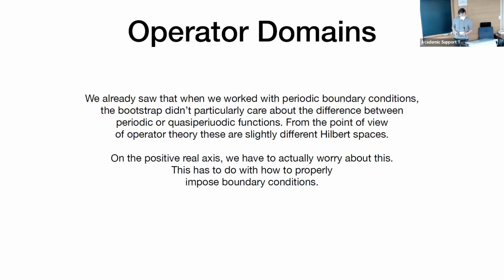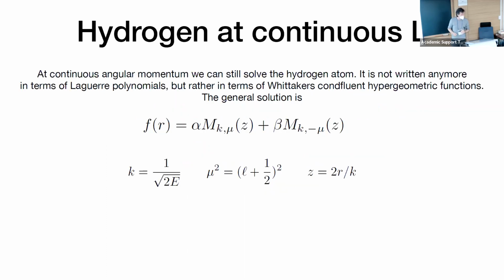On the positive real axis, we have to actually worry about this. And this has to do with the fact that you have to impose boundary conditions to actually have a well-defined Hamiltonian problem. It's not enough to write a differential equation, you need to specify boundary conditions. So one of the things that we can do is, the hydrogen atom bootstrap never cared about the fact that L was quantized. We impose that from the outside.